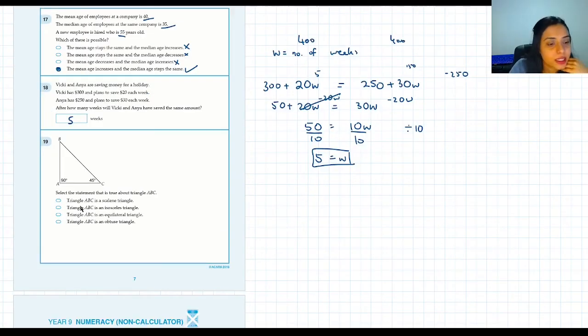Question 19. Select the statement that is true about triangle ABC. Triangle ABC is a scalene triangle. Remember, angles in a triangle add up to 180 degrees. So if this is 90 and this is 45, this here will be 180 minus 90 plus 45. And that's 180 minus 135, which is 45 as well.